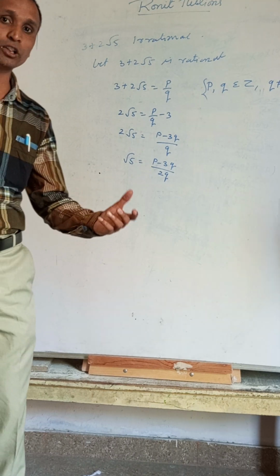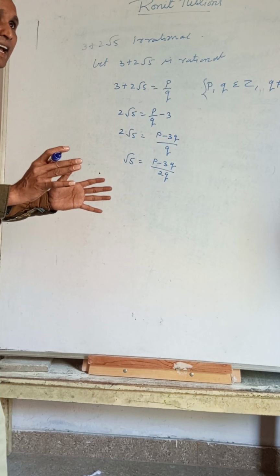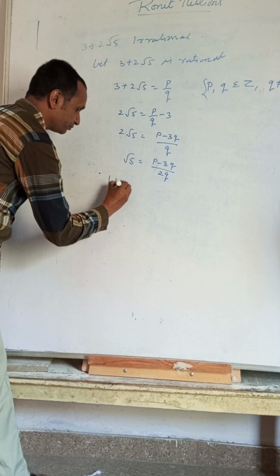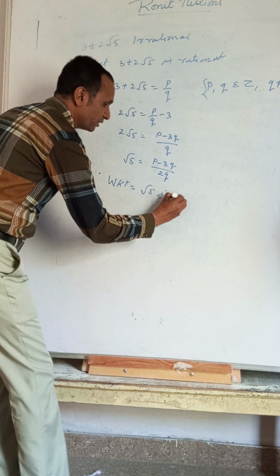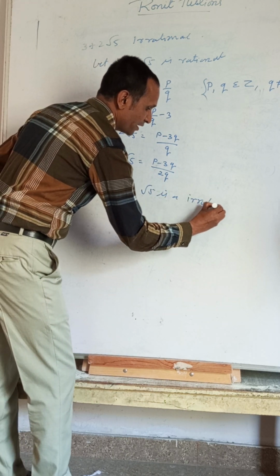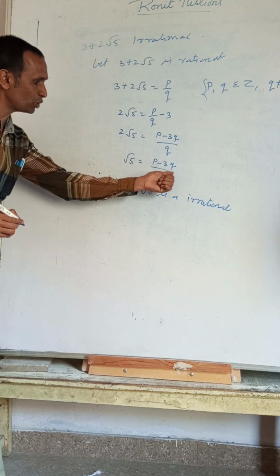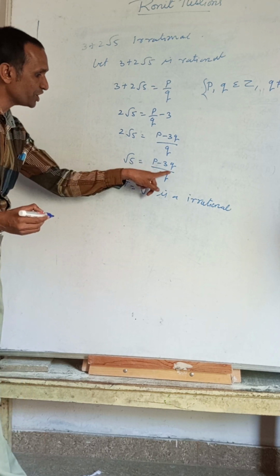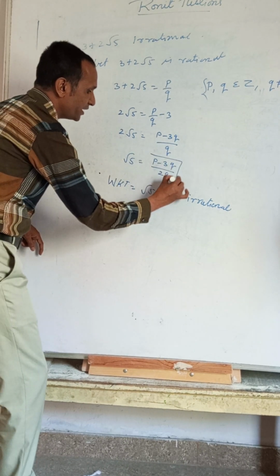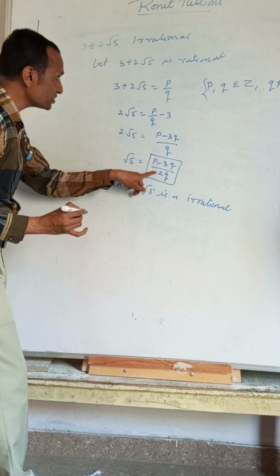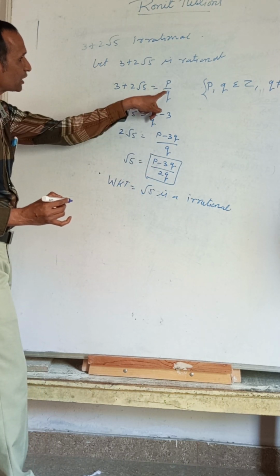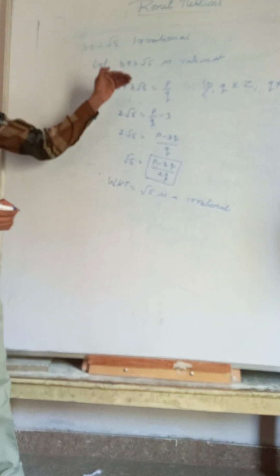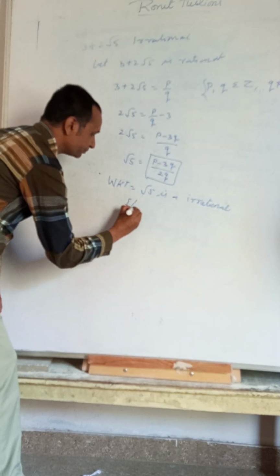Up to the 10th standard NCERT textbook syllabus, directly we can write here: we know that root 5 is an irrational number. So this number also will be irrational. And this number is equal to P by Q, which is equal to 3 plus 2 root 5, the given number. So it leads to a contradiction.